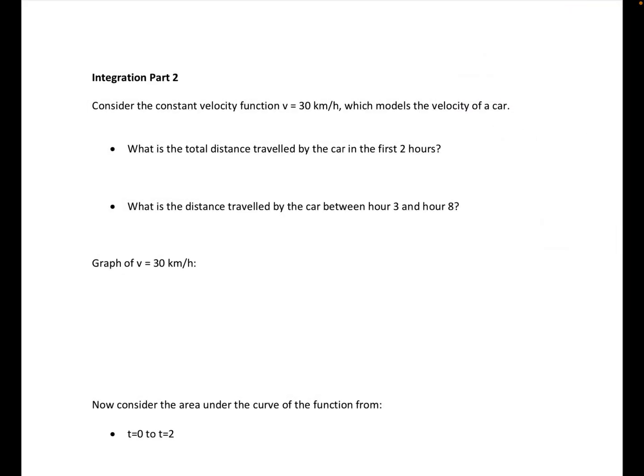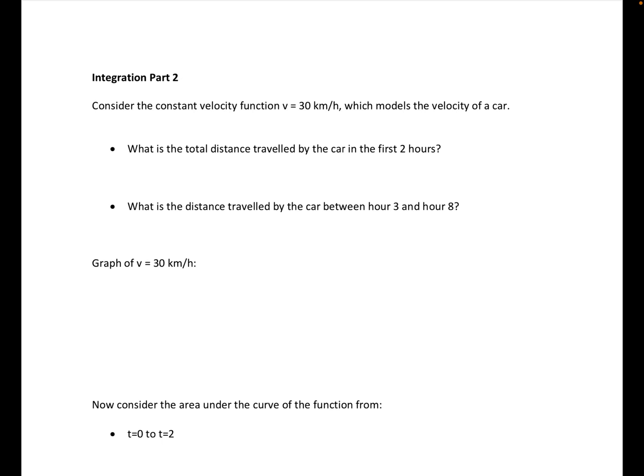Hi everyone. So we're going to start the second part of integration today. And the second part is going to deal a little bit more with the theory around integration and really what it all means. So we're going to start today with a little bit of exploratory stuff so that we can sort of build on an understanding of what integration is really all about.